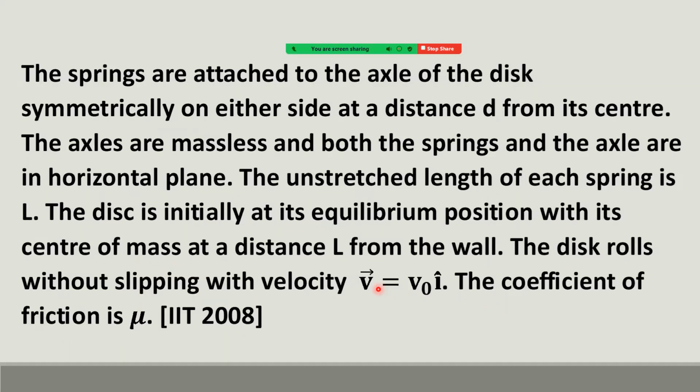Right, first focus on the key points. It is given that the unstretched length of each spring is L. The disk is initially at its equilibrium position with its center of mass at a distance L from the wall. That means when it is in equilibrium, the springs are in their natural state. The spring length is L, and this is the distance given, L from the wall. The disk rolls without slipping, velocity given v naught i cap.